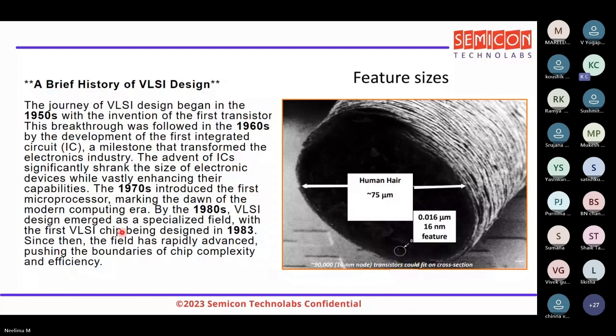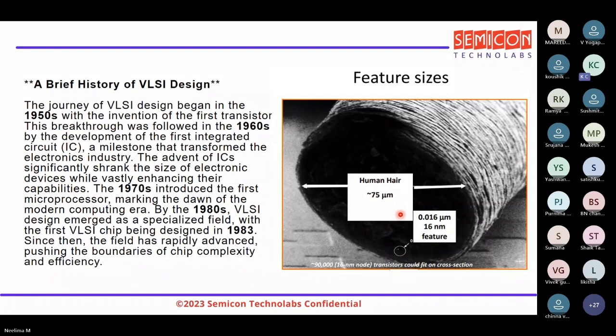Now, on the right side, if you see, this is one hair particle. Just one human hair. The diameter of one human hair is almost 75 micrometers. Somebody mentioned they have worked on 180 nanometer and 16 nanometer, if I'm not wrong. I have just taken the 16 nanometer example.